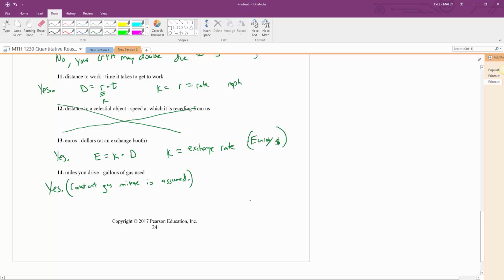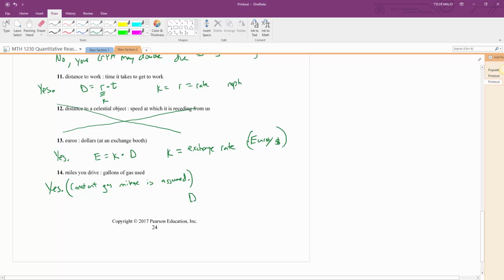So if we're getting constant gas mileage, for example, if I'm driving at 70 miles per hour on the highway, and I want to compare how many gallons of gas I'm going to use, maybe I already know the miles per gallon that I get if I'm driving 70 on the highway. Then I could set that up as a proportion to figure out how much gas I needed to buy to travel from here to New Jersey, for example. So that could be a very good tool.